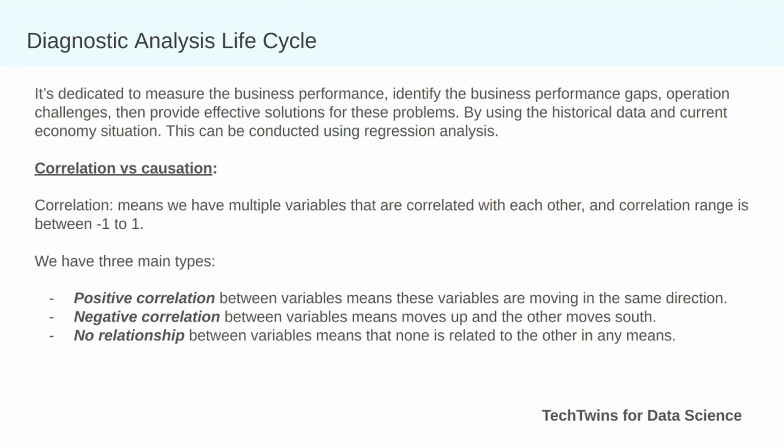So positive correlation between variables means these variables are moving in the same direction, while negative correlation means one variable moves up and the other variable moves south. It might not only mean two variables, it might be multiple variables, but we stick to just two variables here for illustration.